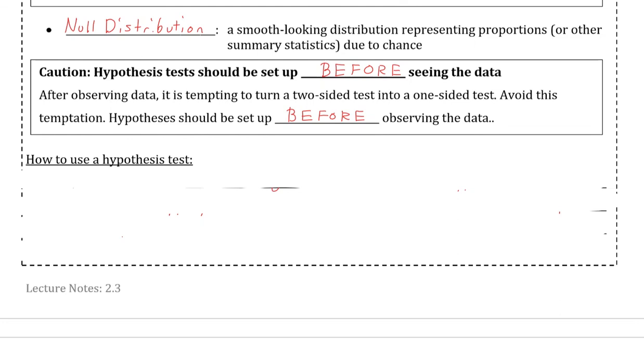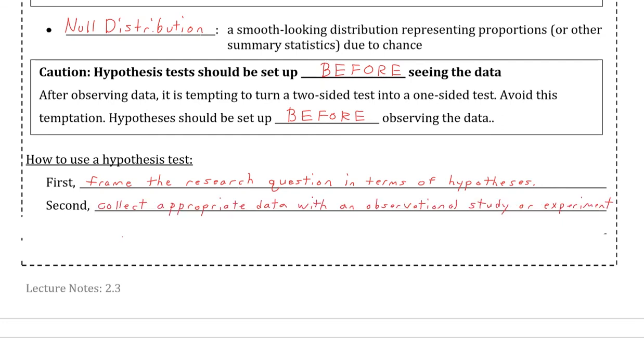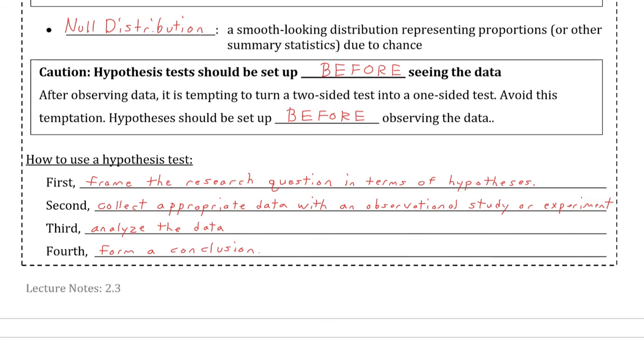Lastly, we have the 4 steps for hypothesis testing. For step 1, we have frame the research question in terms of hypotheses. You should set up your hypotheses first. Second, you will collect appropriate data with an observational study or an experiment. Thirdly, you will then analyze that data. And lastly, form a conclusion.